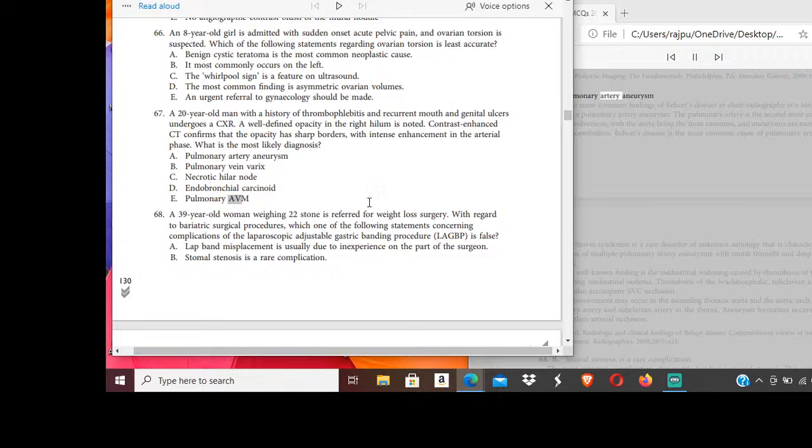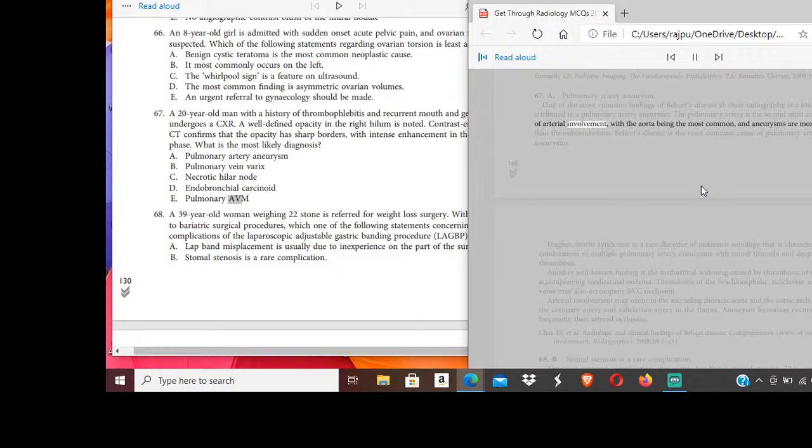67. A. Pulmonary artery aneurysm. One of the most common findings of Behçet's disease, at chest radiography, is a lung mass attributed to a pulmonary artery aneurysm. The pulmonary artery is the second most common site of arterial involvement, with the aorta being the most common, and aneurysms are more common than thromboembolism. Behçet's disease is the most common cause of pulmonary artery aneurysms.